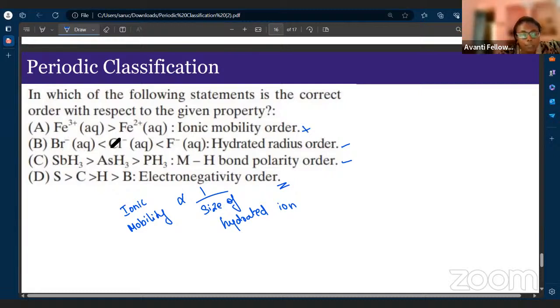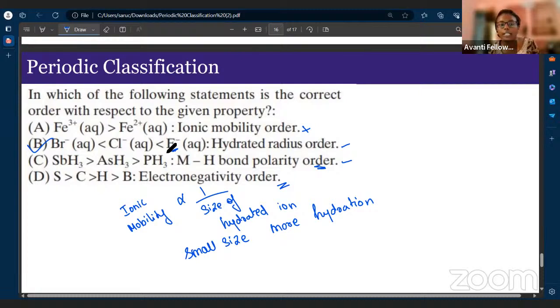And Br minus, Cl minus, F minus: what is the hydrated order? We can say that the smaller the size, the more is the hydration. So is the hydrated radius order true? Yes, it is true. F minus is small in size compared to Cl minus, and Br minus is large in size. Now comes the bond polarity order. Is the bond polarity order right? You have CH3.